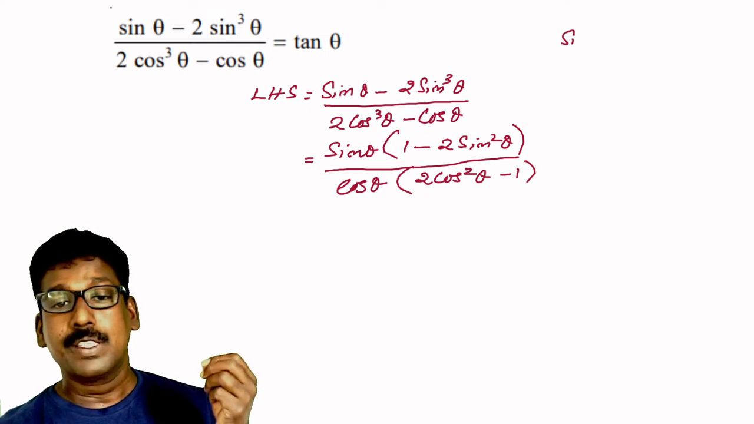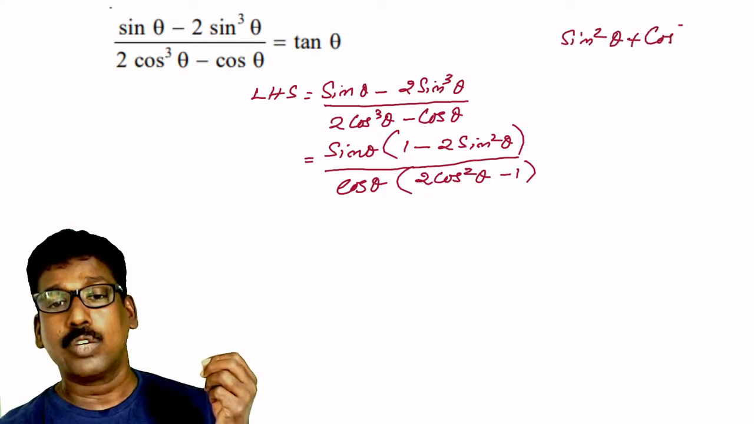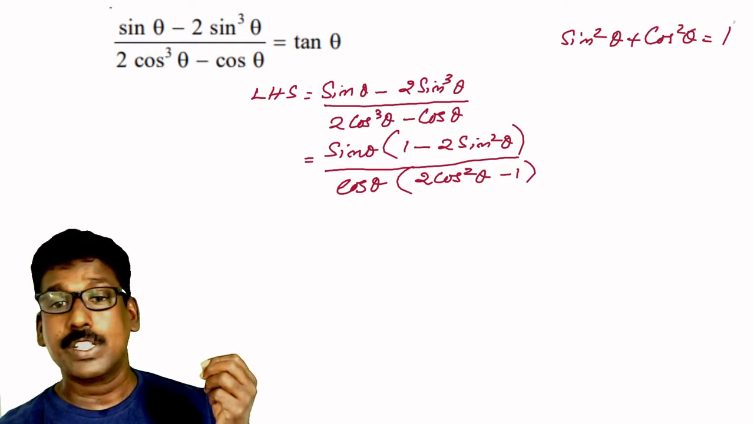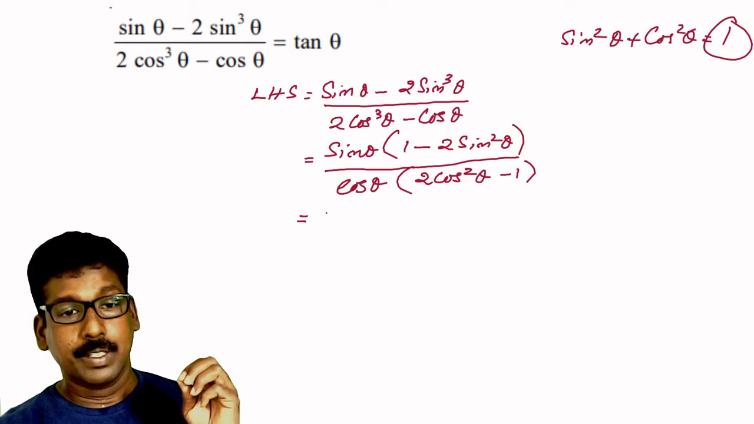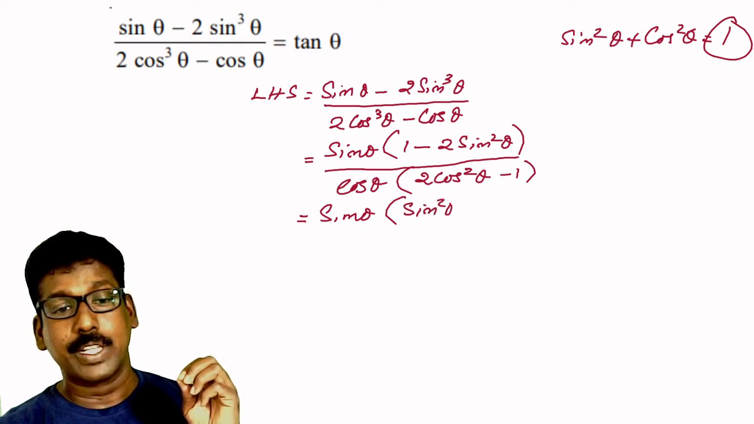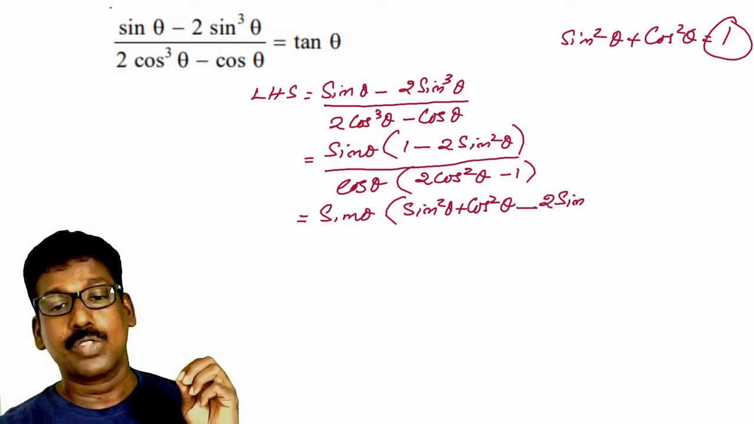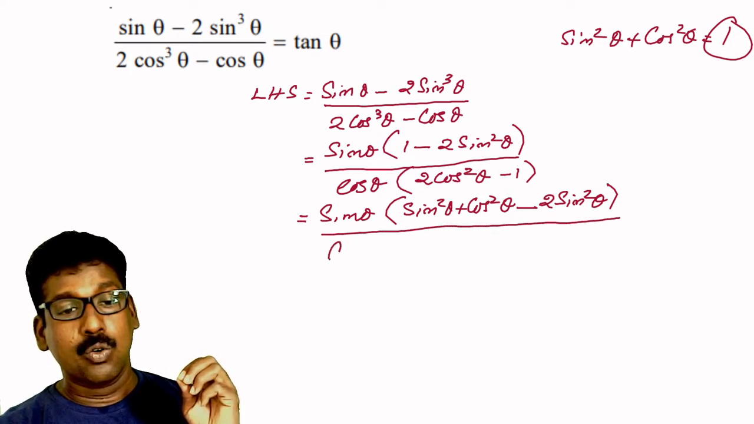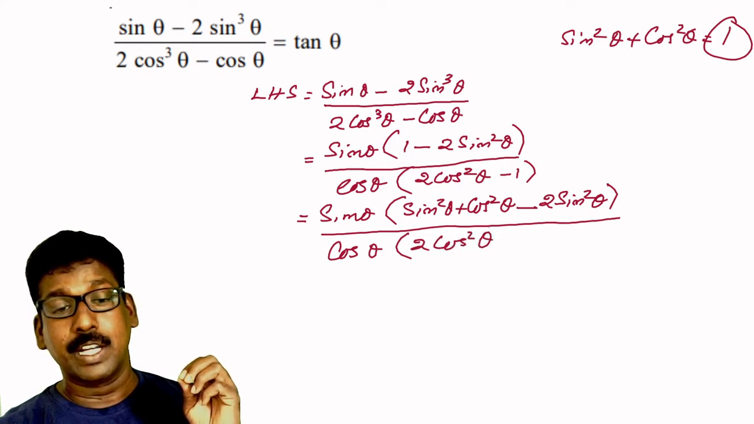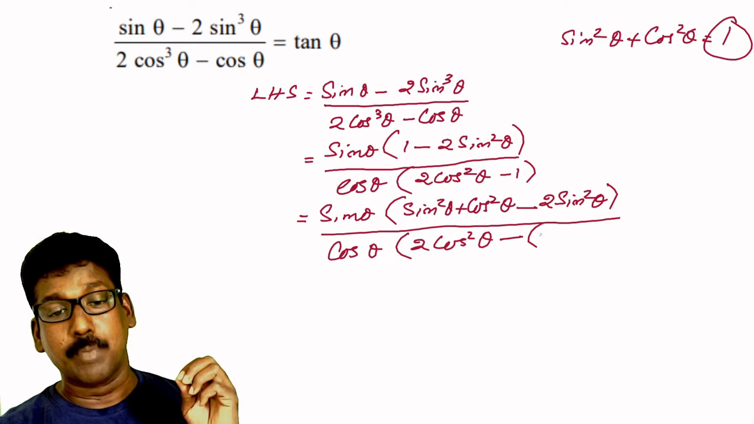Now you know sin square theta plus cos square theta is equal to 1. So instead of 1 you can write sin square theta plus cos square theta. So what will you get? Sin theta into, instead of 1, you can write sin square theta plus cos square theta minus 2 sin square theta, divided by cos theta into 2 cos square theta. This minus 1 also you can write as minus sin square theta plus cos square theta.